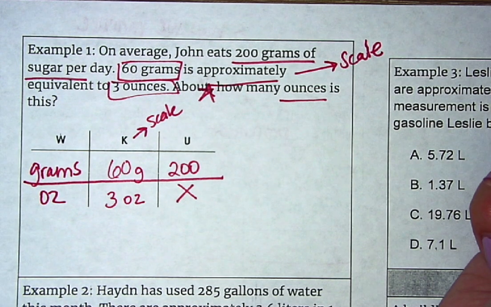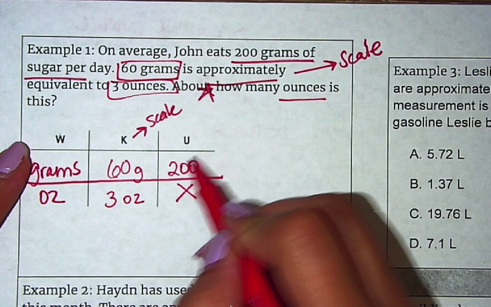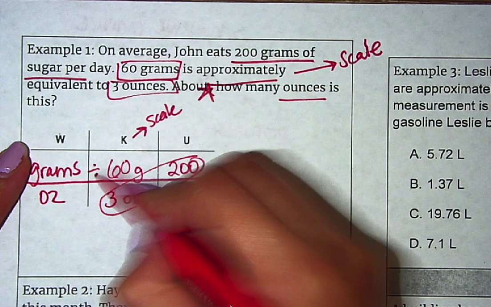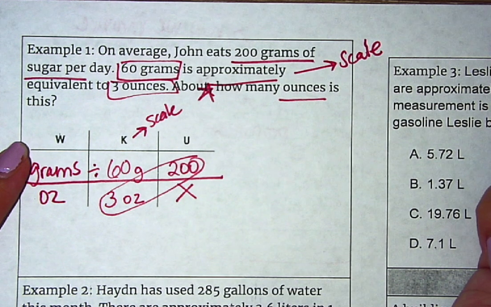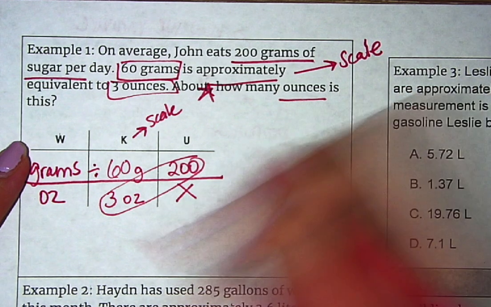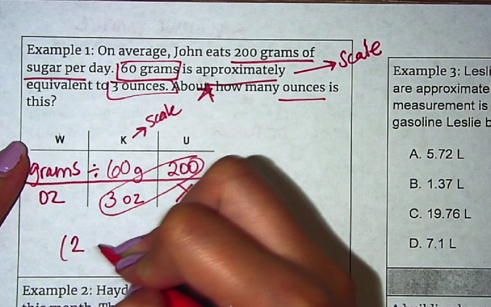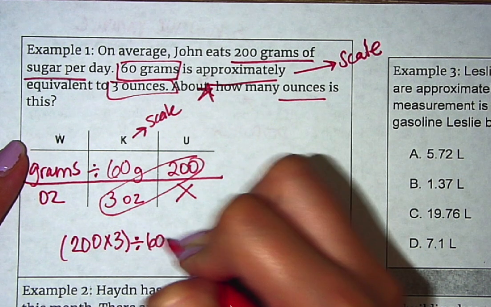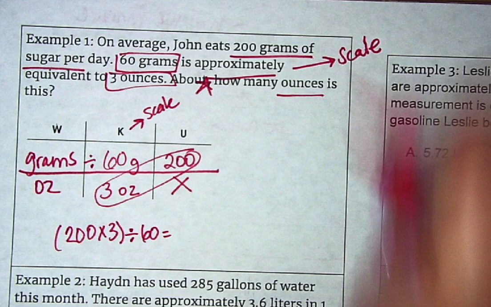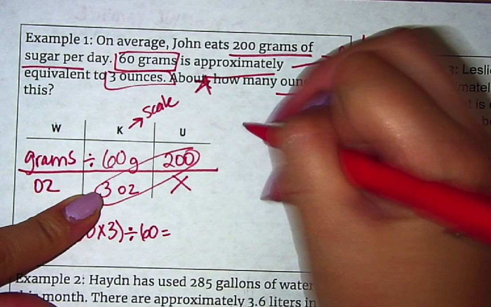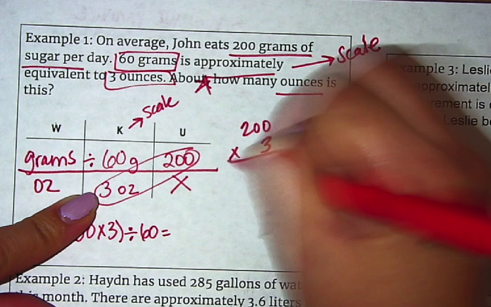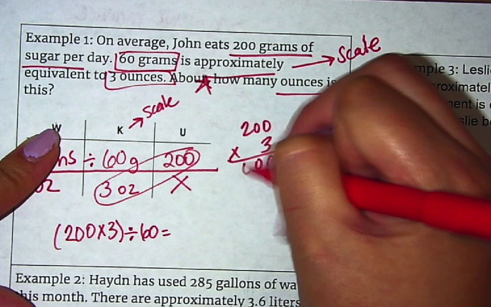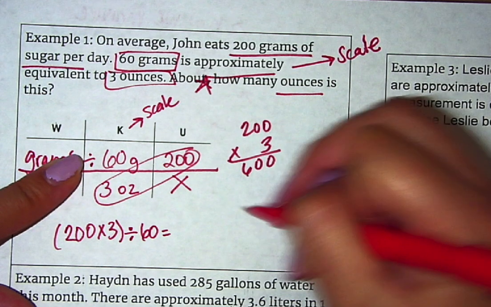So this is where we're going to start doing our baseball method now. You are going to cross multiply the numbers across, and then divide by 60. Okay, so let's go ahead and do that. My Desmos people, parentheses 200 times 3, and then divide by 60. Then you'll get your answer. My non-Desmos people, we're going to have to multiply 200 times 3. 3 times 0 is 0. 3 times 0 is 0, and 3 times 2 is 6. Now I have to divide it by 60.